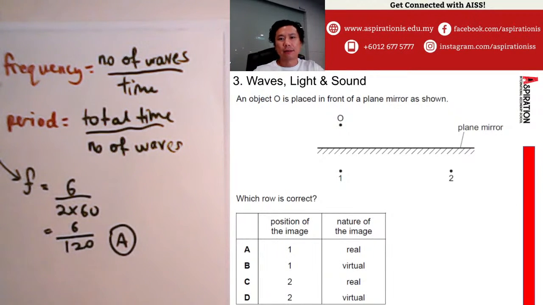Next one here. It irks me when students get this wrong, because it's so plain and simple. This is a plane mirror, right? It's a very simple question. Can I see your answers, please?